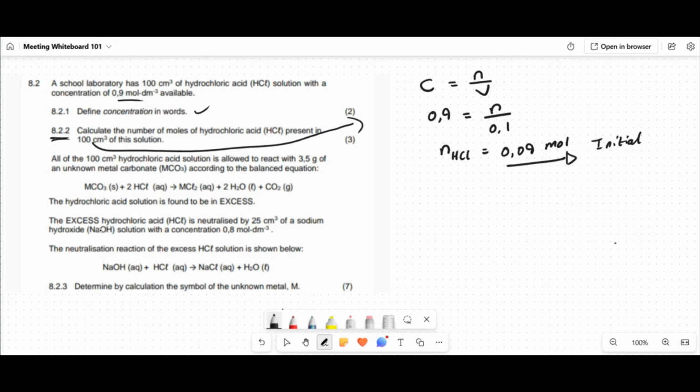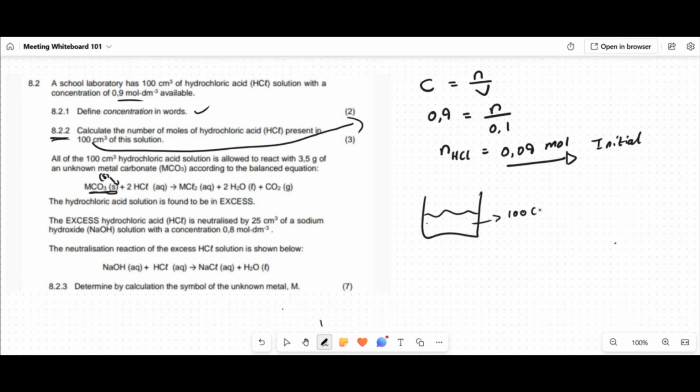Now, I want to highlight something. Here you have your MCO3, which is in a solid state, right? You can see that it is a solid because of the small s. And we call that compound a precipitate. If it's a reactant that is in a solid state, it is called a precipitate, and a precipitate is always your limiting reagent. Why? Because assume that you have your HCl, which is in a liquid, right?